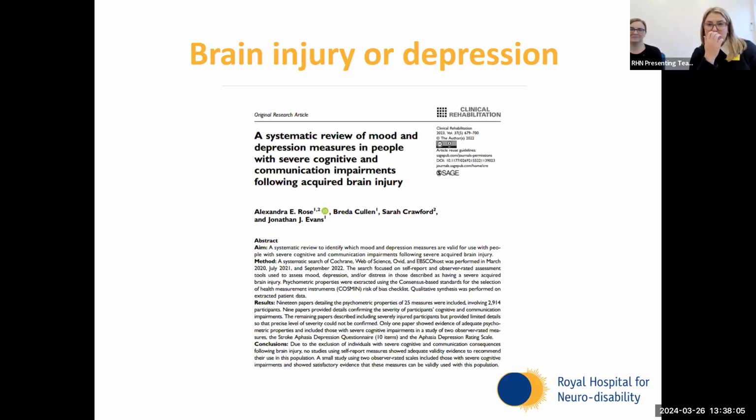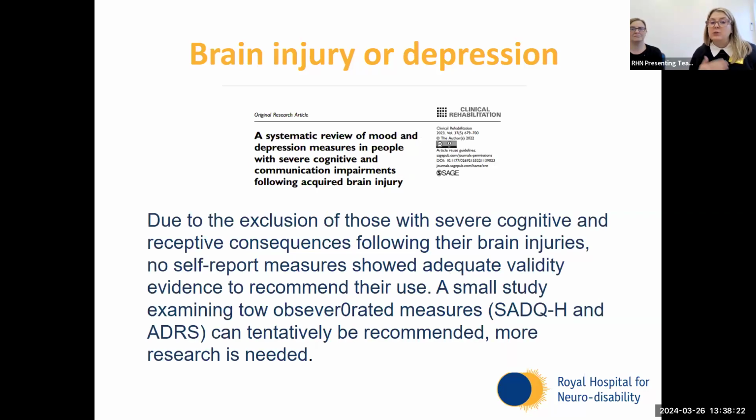We published this article in 2022, which is a systematic review of the depression measures that are suggested by clinical guidelines in the UK to use with patients after brain injury, and looking at whether they're valid in patients with severe cognitive and communication impairments. And what we found is that because patients with severe cognitive and receptive communication impairments were excluded from validation studies, there are no self-report measures that actually show adequate validity enough to recommend their use for this population.